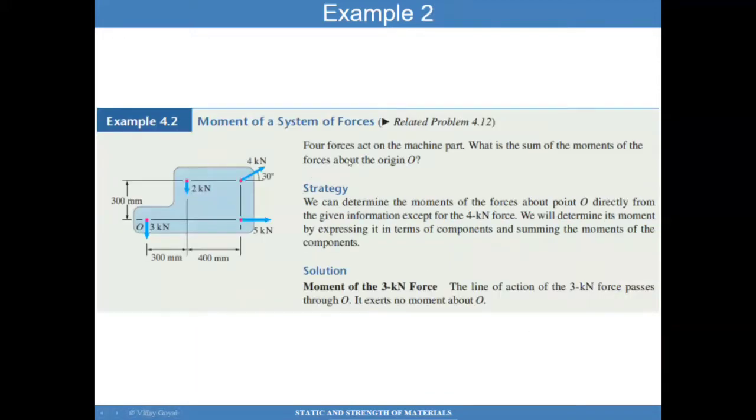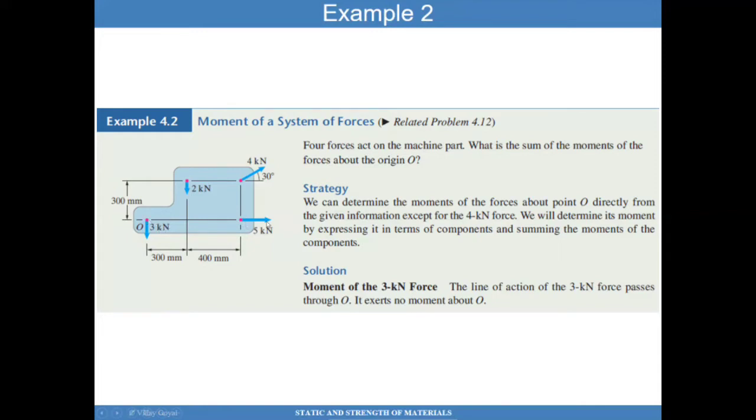Moment of a system of forces. Say I have 4 different forces acting on the machine part, this part right here. The question is, what is the sum of the moments of the forces about this origin O? Very quickly, you notice that this 3 kilonewton force passes through the point at which the moment is to be calculated. So therefore, this 3 kilonewton force causes no moment about point O.